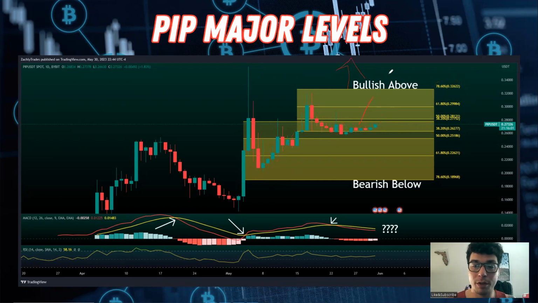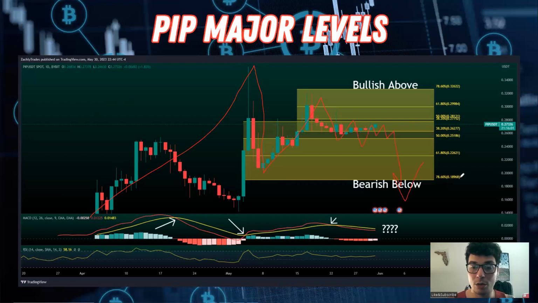And what we want to do is flip these areas to support from resistance, and then we can potentially break past our previous highs. Now, same thing to the downside. We have 22 cents and also 18 cents as the major levels to the downside. If we break below these levels, as you see, we had the previous uptrend, we moved up, we retraced, and we're starting to consolidate here.